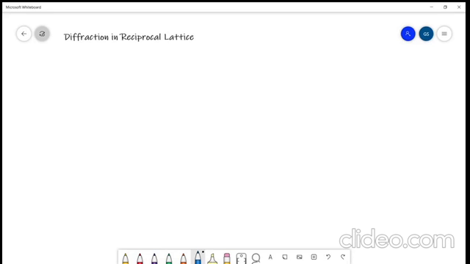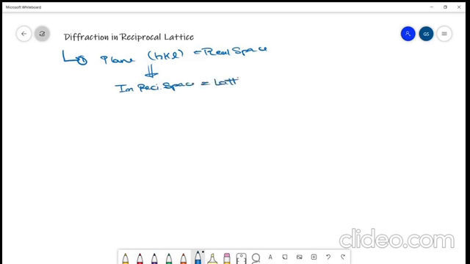So there are a few relations and I will just write them down. First thing is, if a plane in real space is represented by HKL, then in reciprocal space this plane will be a lattice point, and that lattice point can be represented by the vector H, using those Miller indices: H times B1 plus K times B2 plus L times B3.